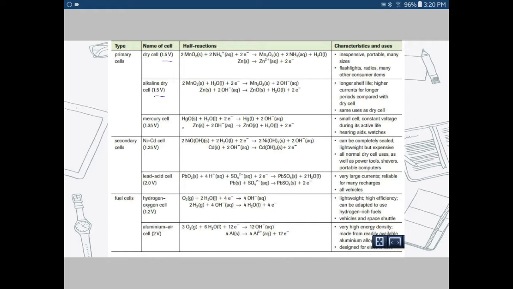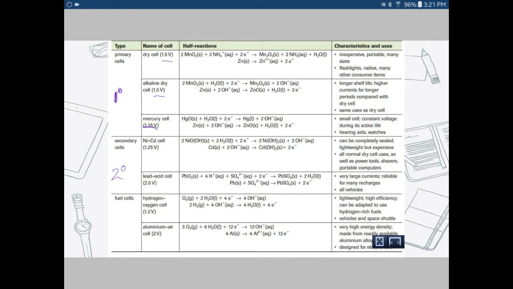The mercury cell is a smaller cell. It has a constant voltage during its active life, and we use those in hearing aids and watches. So it's a very small cell, and it has a very consistent voltage throughout. You'll notice it's slightly less voltage, but not a lot. Now, primary cells are the most basic cells that we can talk about. Secondary cells are cells that can be recharged. So with primary cells, once you use them once, they have to be put into a recycling bin of some kind, whereas our secondary cells can be recharged.